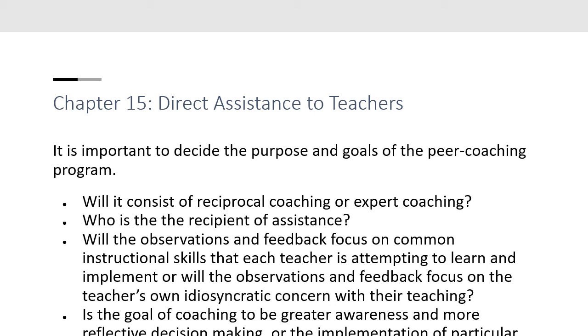It's important to decide the purpose and goals of the peer coaching program. So when your school is looking for a program to use, it's important to decide the purpose and the goals. Will it consist of reciprocal coaching or expert coaching? Who is the recipient of assistance? Will the observations and feedback focus on a common instructional skill that every teacher is attempting to learn and implement, or will the observations provide feedback that focuses on a teacher's concerns with their teaching? So is it something that every teacher is working on, or is it a skill that one specific teacher might be working on? And is the goal greater awareness and more reflective decision making, or is it the implementation of a new particular skill?